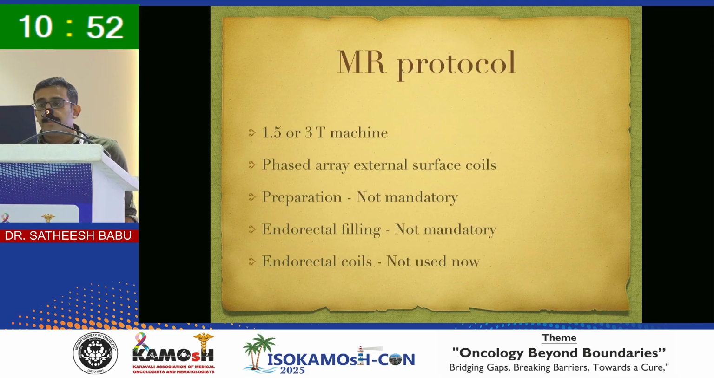T1 or T2 stage. For the protocol, you need a high-end MRI, at least 1.5 Tesla or 3 Tesla. An external coil is needed, called external surface array coils. Preparation is usually not needed, but if the patient is constipated, you can give a preparation. Endorectal fluid or filling should not be given. Endorectal coils are usually not used now; previously they were used because they give better resolution, but now the surface coil is equally good.